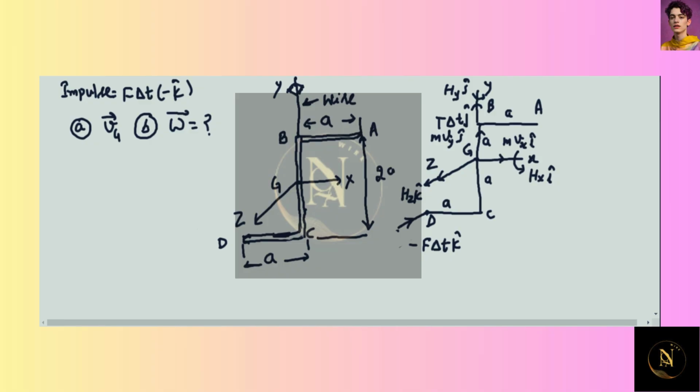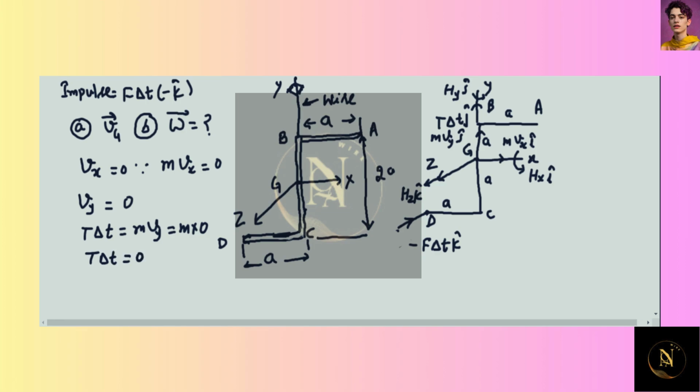Since there is no impulse along the x-axis and y-axis, Vx is equal to 0. Vy is 0 by the constraint relation. So T delta T is equal to m Vy, that is m into 0. So T into delta T is also 0.